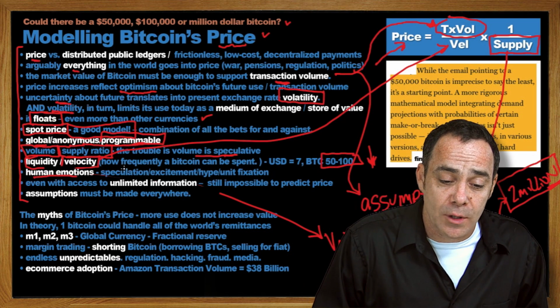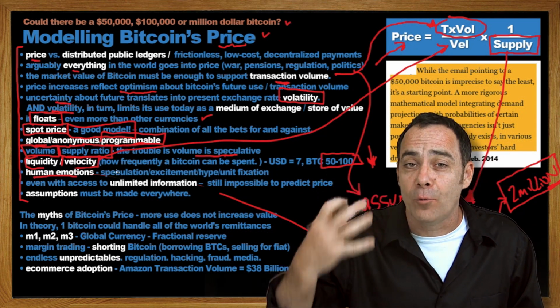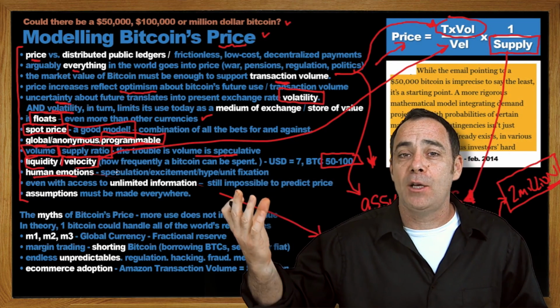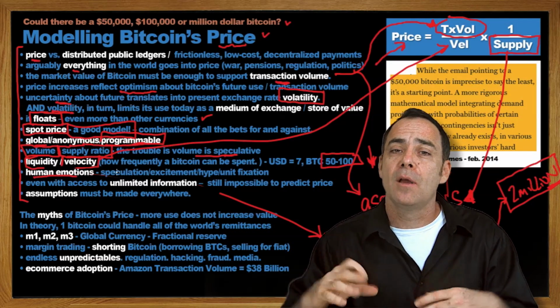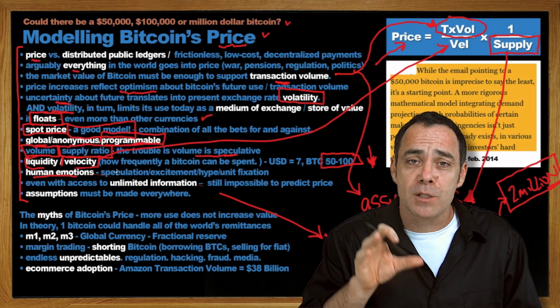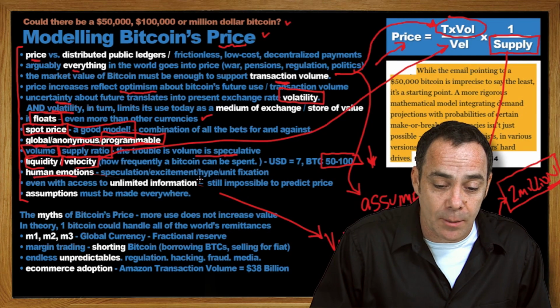And with human emotion, you end up with a lot of wild varieties of excitement. So one piece of bad news could have a much worse effect and good news could have much more effect, or the opposite. Okay, so it's important to realize it's just impossible to model human emotion. So hype, unit fixation, excitement, speculation, etc.